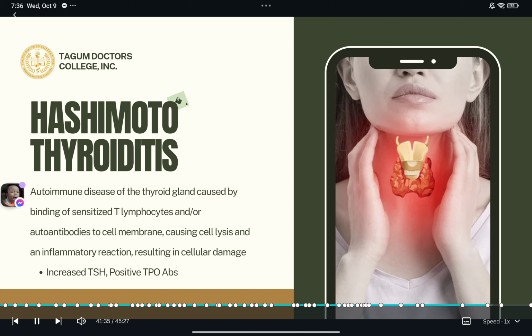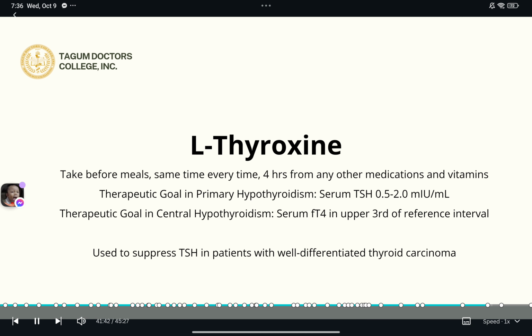Okay. So we have what we call our L-thyroxine, or sa uban is levothyroxine. So it is taken before meals, same time every time. So if nagatake ka every 8 a.m., so dapat every 8 a.m. 4 hours from any other medication and vitamins. So the therapeutic goal niya when it is being taken for primary hypothyroidism is to reach a serum TSH of 0.5 to 2.0 MIU per ml.